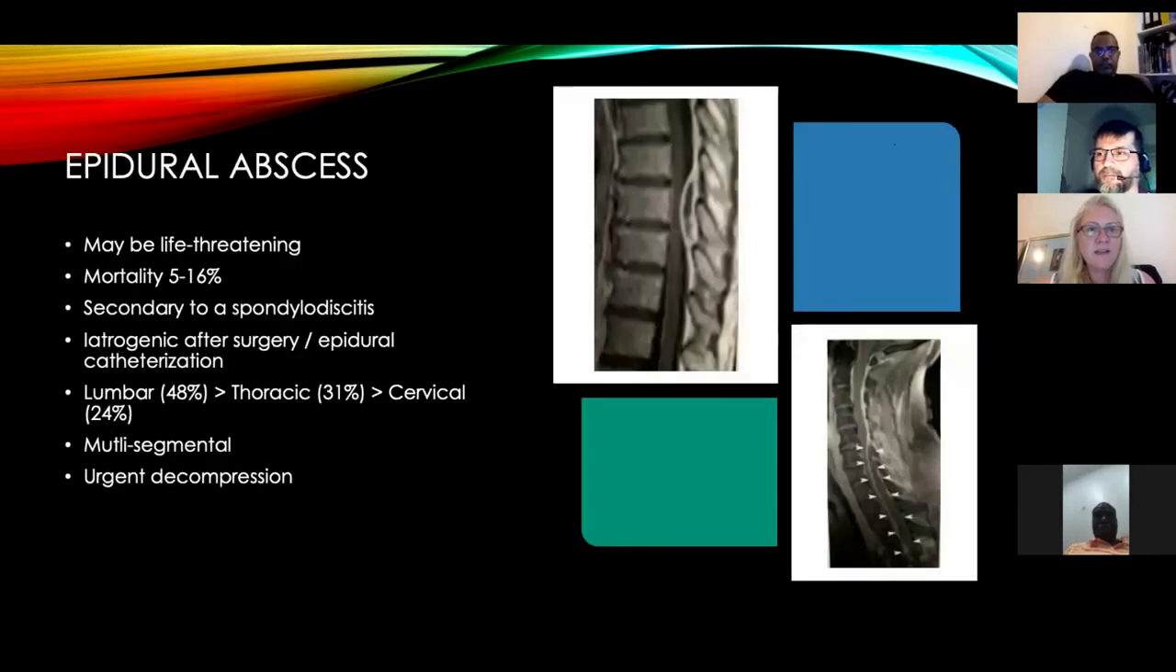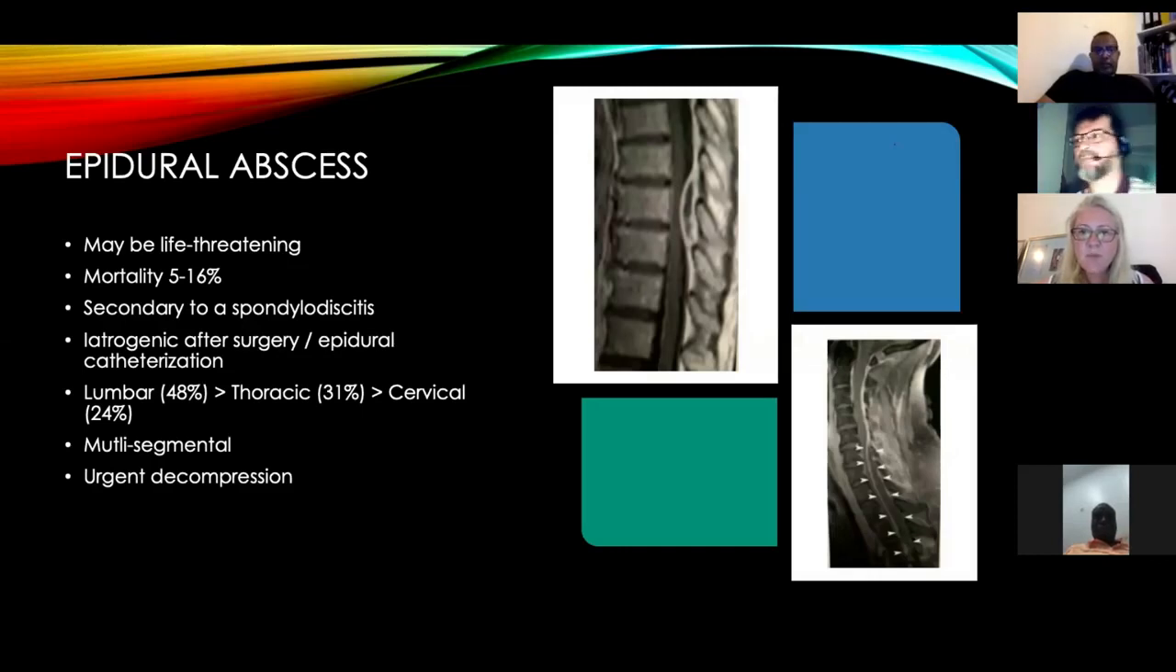So I'll put this in here. So this is the epidural abscess, and these are the ones that we need to pick up straight away because they can be life-threatening and they've got a high mortality rate between 5 to 16%. They can be secondary to a spondylodiscitis, or they can be iatrogenic after surgery or an epidural catheterization. Lumbar is more commonly affected than the thoracic and cervical area. They can be multisegmental and they do need urgent decompression.